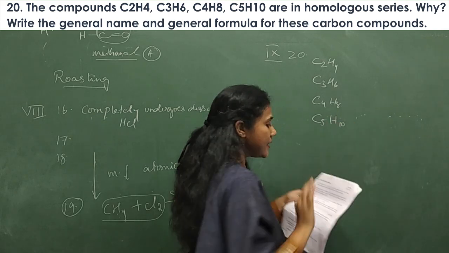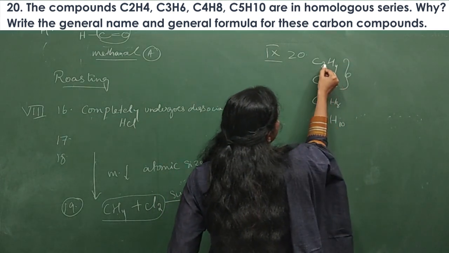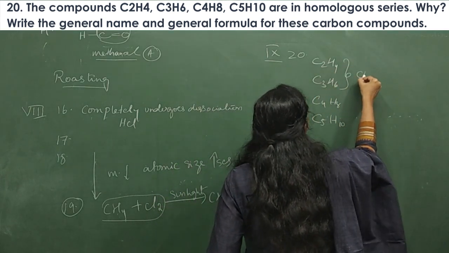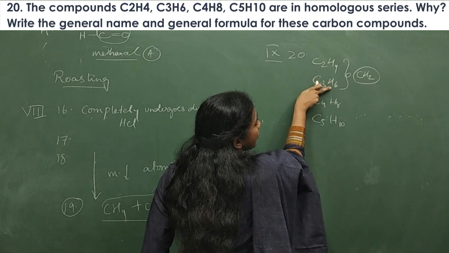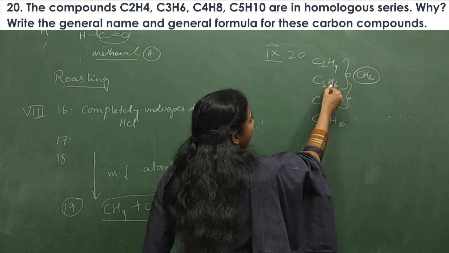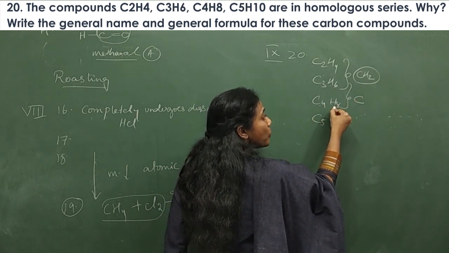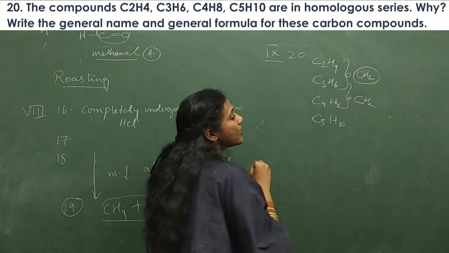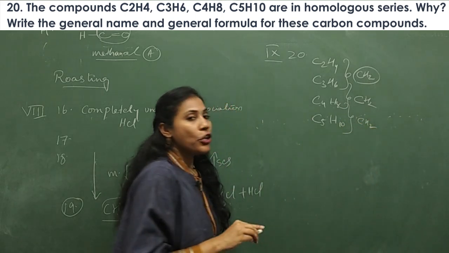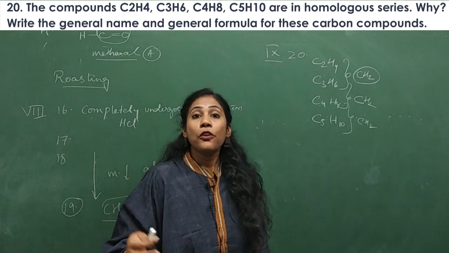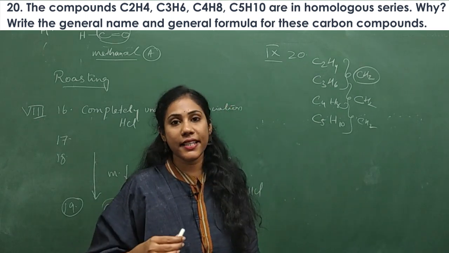C5H10 are homologous series. Why are they homologous series? You observe the difference between this and this. What is the difference? The difference is of a CH2. Yes or no? One carbon is more here and 2 hydrogens are more here. Observe the difference between the second compound and third compound. Again, one carbon is more, 2 hydrogens are more in the third compound. The difference between both compounds is CH2. Again, the third and fourth compound, the difference is CH2. So, successive members which have a difference of CH2 is called homologous series, isn't it?